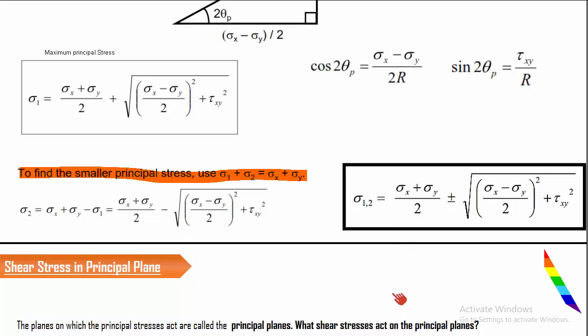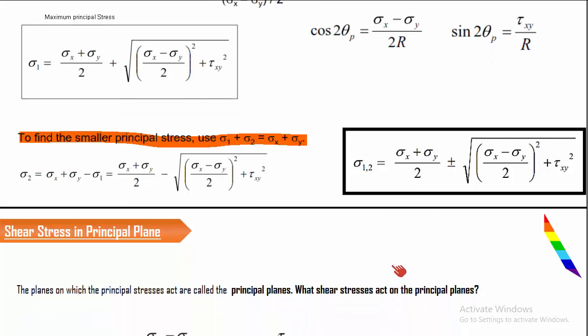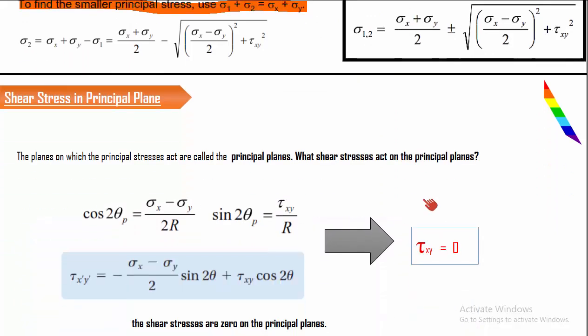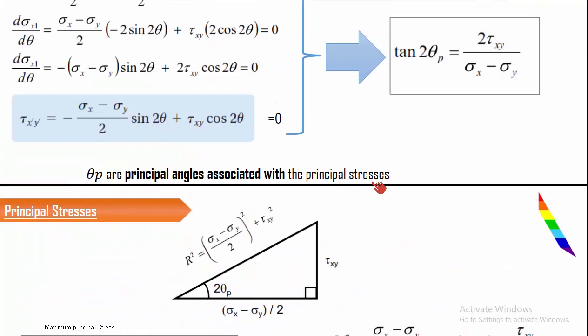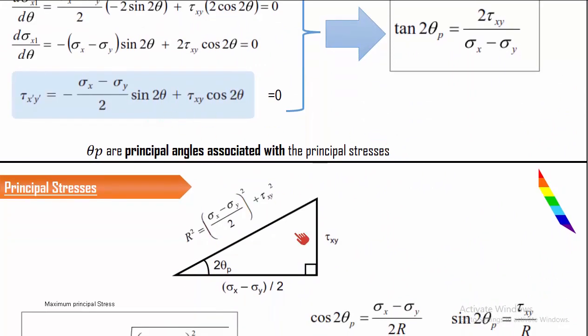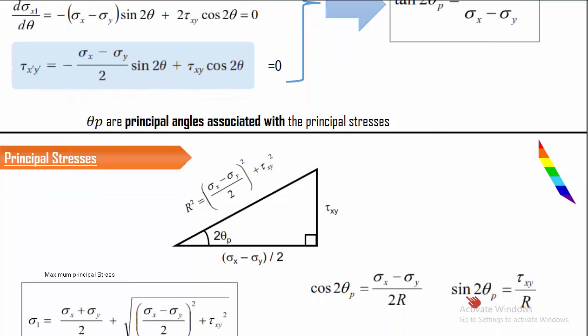And now let us prove that the shear stress acting on the principal plane is 0. How can we prove it? That's also very simple. In order to find the shear stress acting on the principal plane, you substitute for sin 2 theta and cos 2 theta. If you substitute these values into this equation, you can easily find the value.